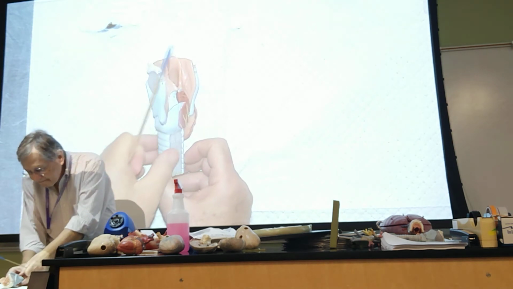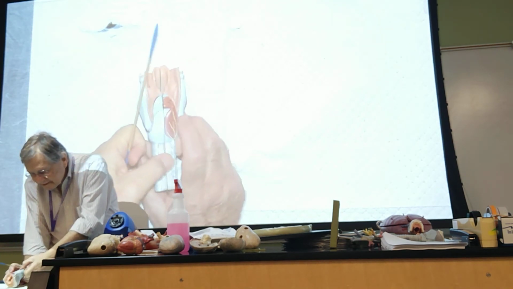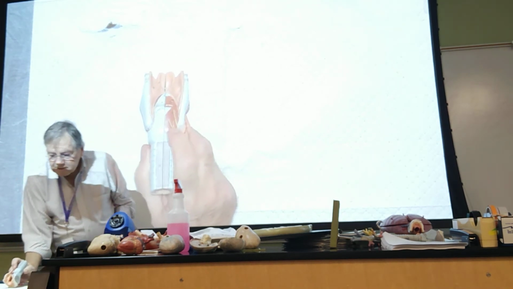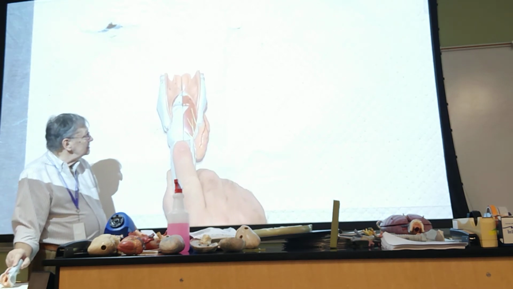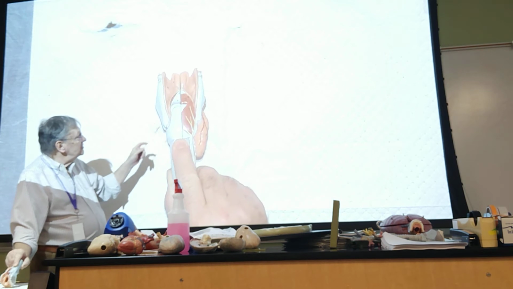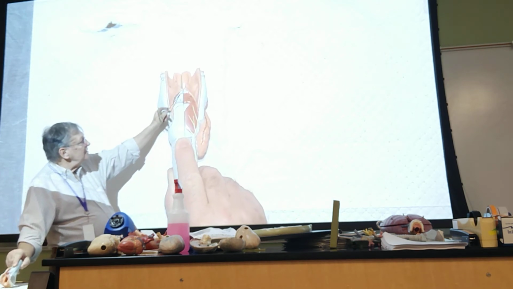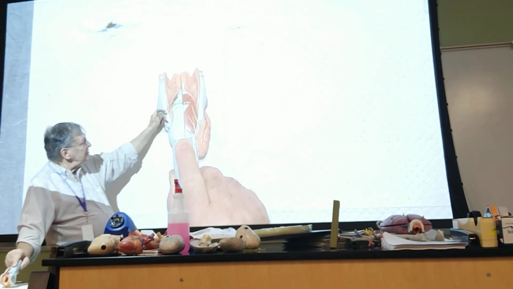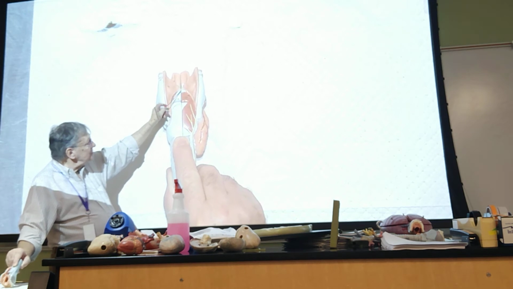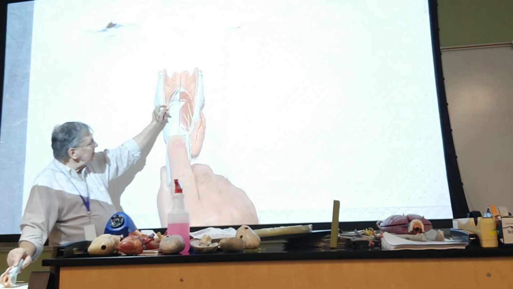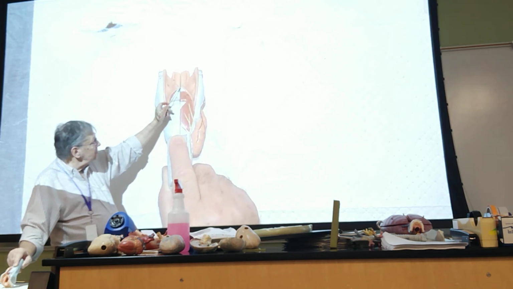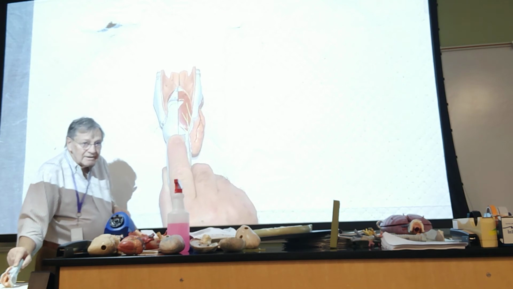And then, let me see if I can get this. Yes. Sitting right on top of arytenoid, so here's arytenoid. There's a tiny little triangular piece on either side. Okay? This is corniculate. Just a little piece causes this bump in the back. Corniculate.